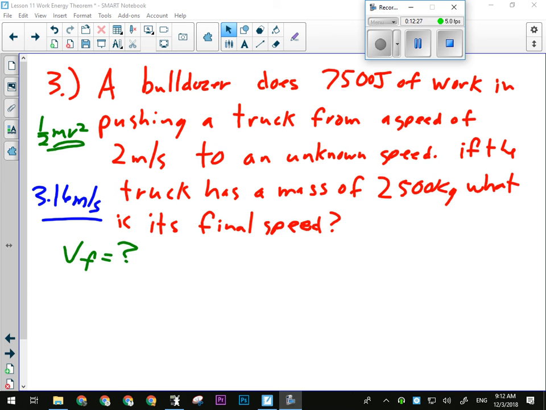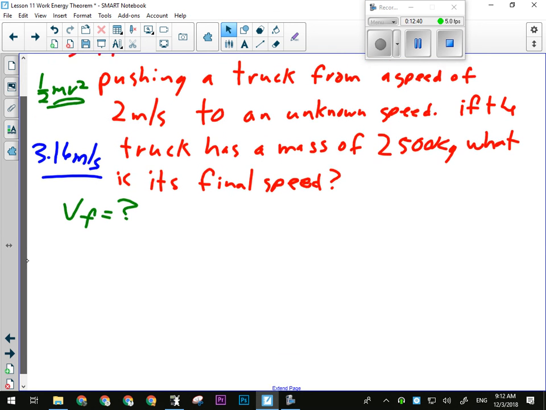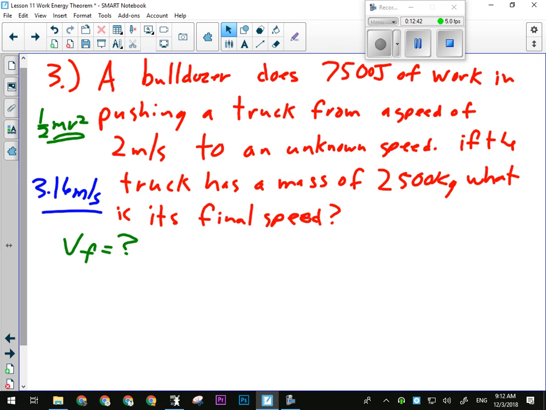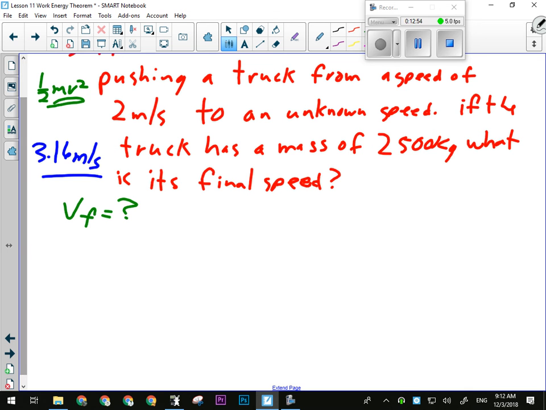Okay, let's have a look at this one. This one's also a case where I don't have to use force times distance because they already told me what the amount of work is. They gave me that number, so I don't have to worry about that part. What kind of energy is being changed in this one? Kinetic. It's speeding up, going from 2 meters per second to some unknown speed. There's no mention of it going uphill or being lifted or anything like that. So work is going to change the kinetic energy of this truck.